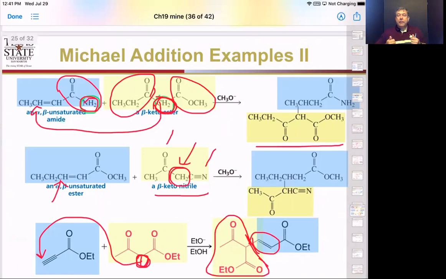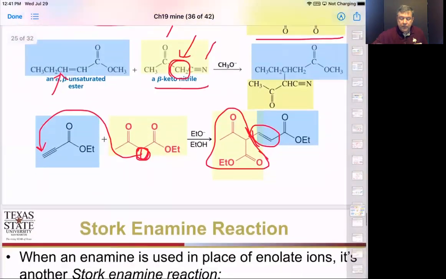All right, questions on Michael additions? So Michael additions start looking very, very complex, but always look for that alpha carbon attacking the beta carbon, and you will see that you'll be able to pull the structure out from that. Okay.